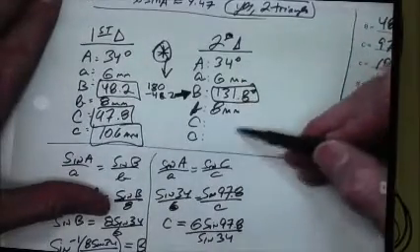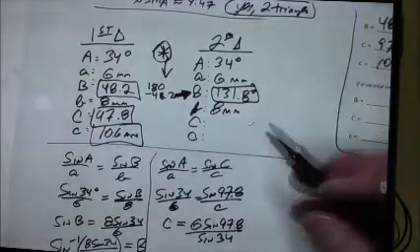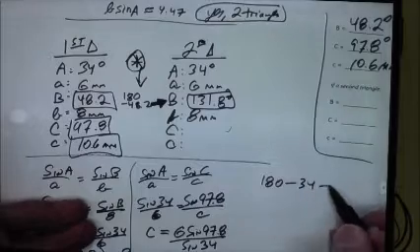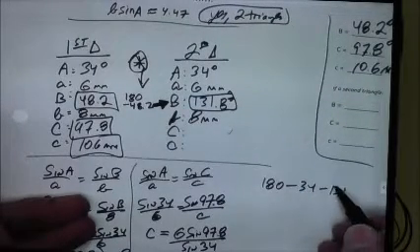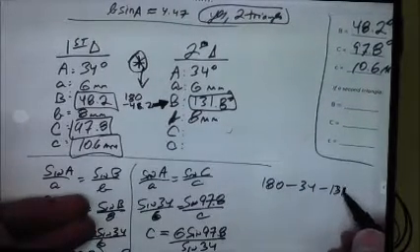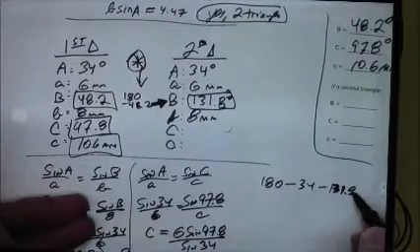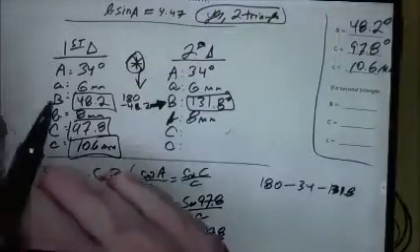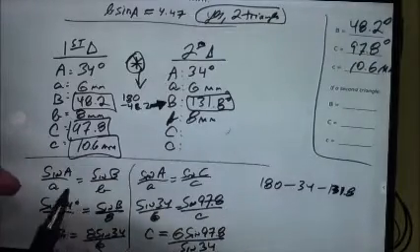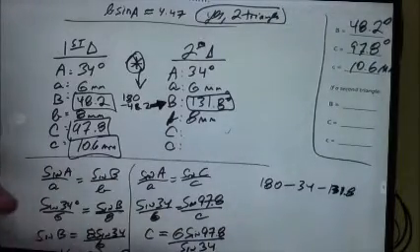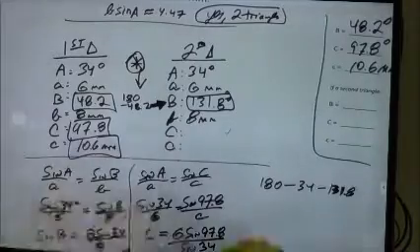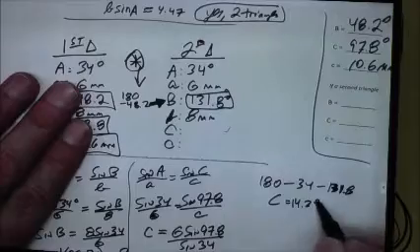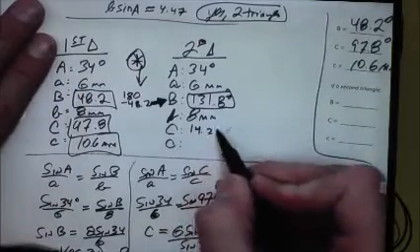34 and 131.8 need to add up to 180, so for C here, let's do 180 minus 34 minus 131.8. Ooh, 14.2. Okay, so that comes to C is equal to 14.2 degrees.